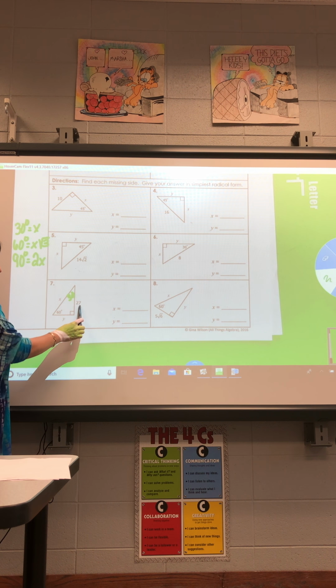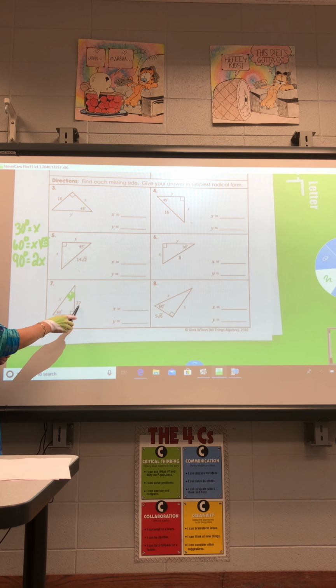We got the number across from the 60 degrees, which is 27. So 60 degrees is x square roots of 3. So I'm going to take my x square roots of 3, and I'm going to set it equal to my 27, because that's the length of the side.